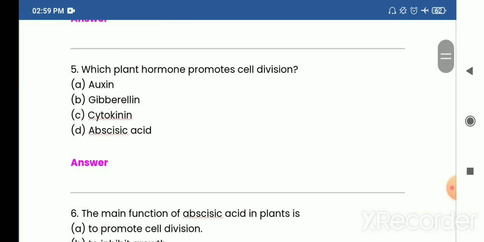Next, question number 5. Which plant hormone promotes cell division? Here is a simple trick to remember: cytokinin resembles cytokinesis, which means cell division. Cytoplasmic division is generally called cytokinesis. So cytokinin generally promotes cell division. Auxin, gibberellin, and abscisic acid are the wrong options. So the correct answer is cytokinin, option C.